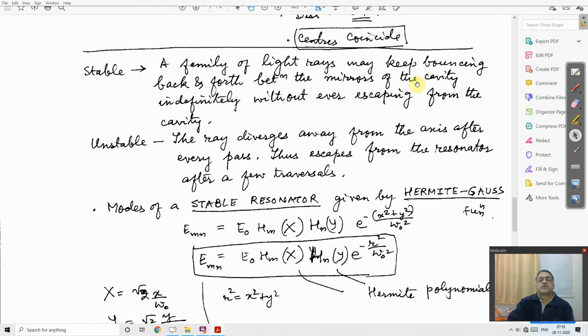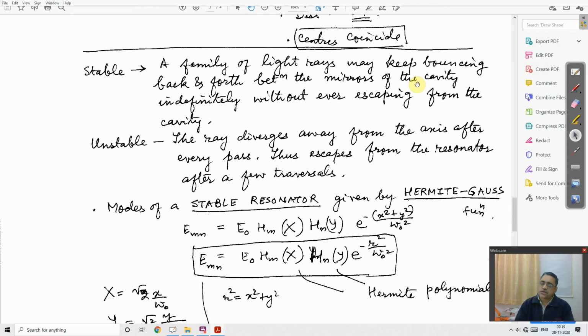What is a stable resonator? We have already done an analysis for this. A family of light rays may keep bouncing back and forth between the mirrors of the cavity indefinitely without ever escaping from the cavity. We obtained the stability condition.